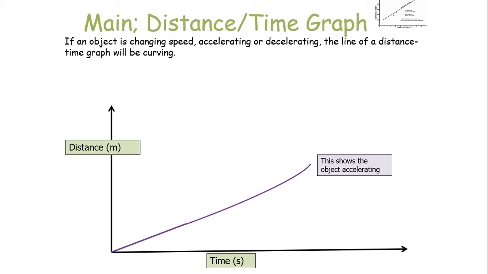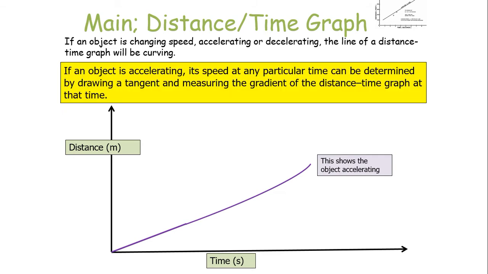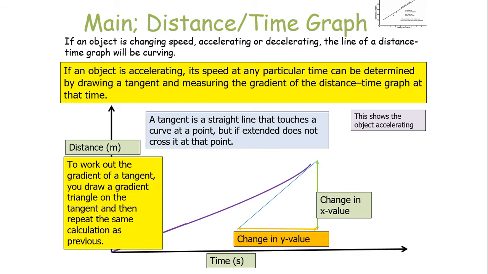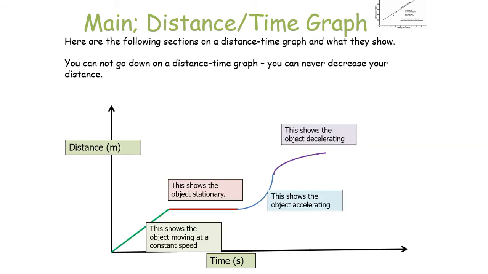Now, if an object is changing speed, the line of a distance time graph will be curving. So if it's curving upwards, it's accelerating. If it's curving downwards, it's decelerating. Now, if an object's accelerating, the speed at a particular time, the instantaneous speed, can be determined by drawing a tangent and measuring the gradient of the distance time graph tangent at that point. So a tangent is a straight line that touches a curve at a point, but if it's extended, doesn't cross at that point. So this is the tangent at 10 seconds. It's only touching the line at the 10-second mark. You then work out the gradient of your tangent in the same way as previously, by drawing a triangle, and you repeat the previous calculations.